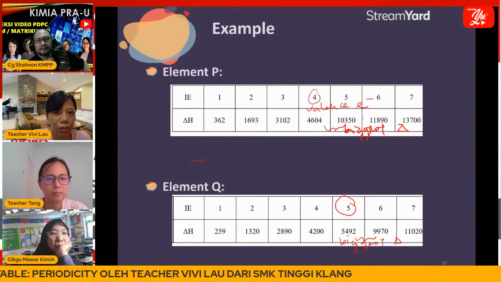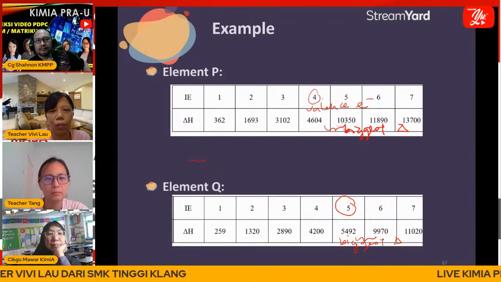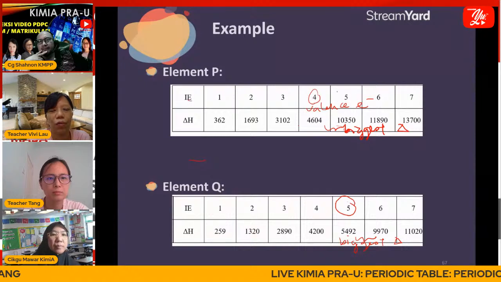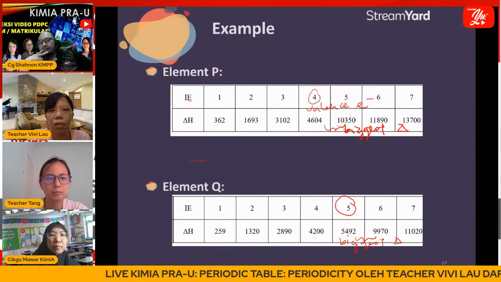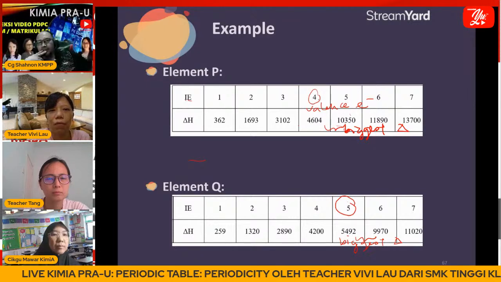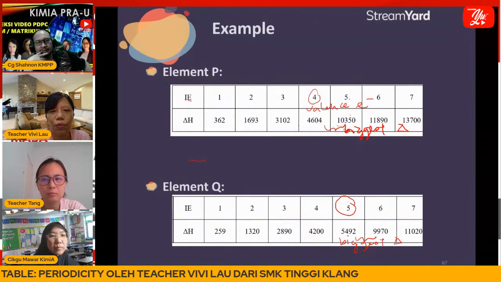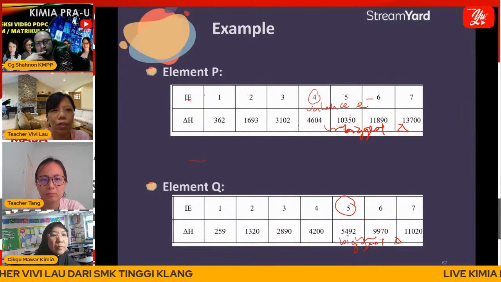Okay, so here I already show that there is a big increase between the fourth ionization energy and the fifth ionization energy. We have the biggest difference. So it means the fifth electron is removed from the inner shell. Okay, so we have 4 valence electrons here.